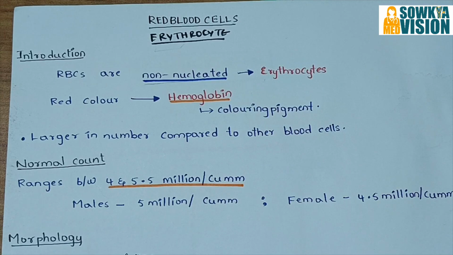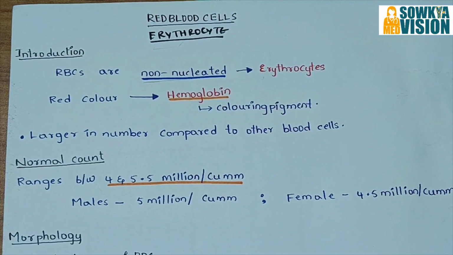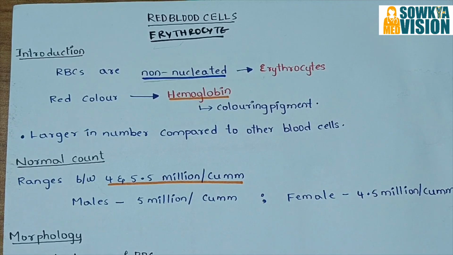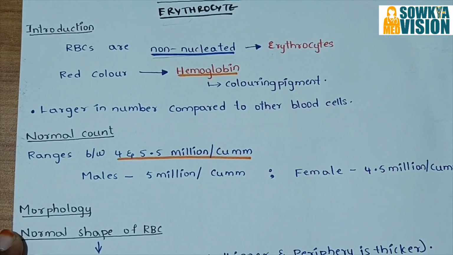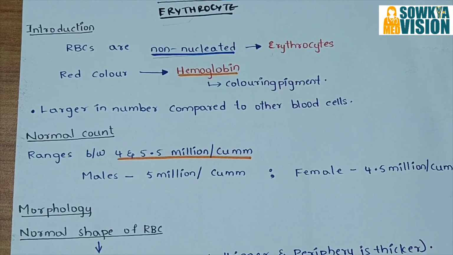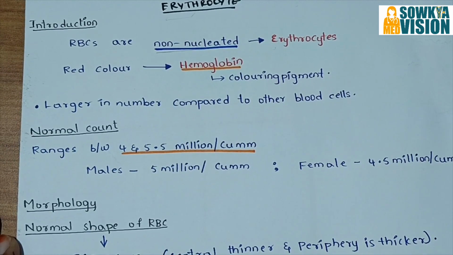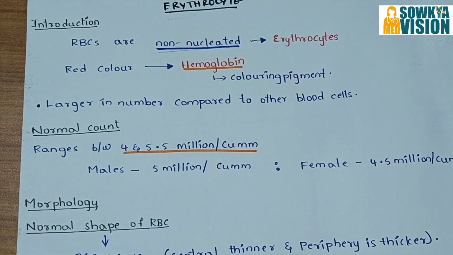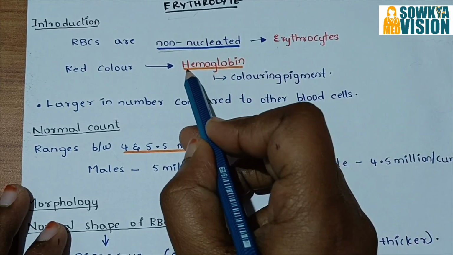Today we are going to deal with erythrocytes. These are the red blood cells. Yes, the red blood cells are anucleated, which means they have an absence of a nucleus. Yes, these are red in color, hence known as red blood cells. This red color is due to the presence of what? A coloring pigment known as hemoglobin.